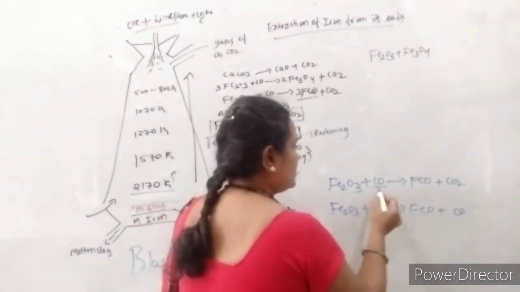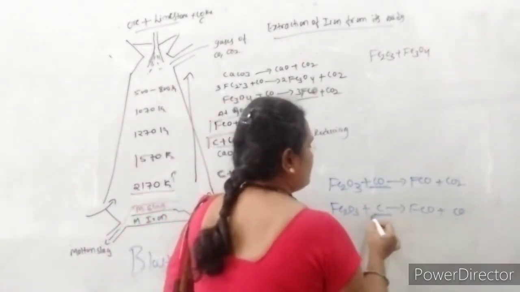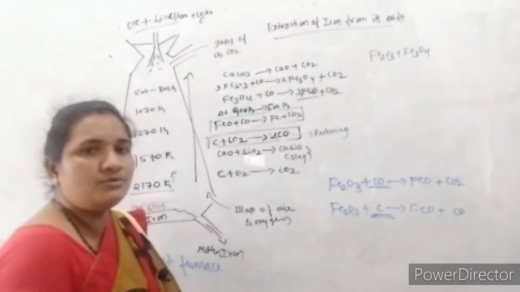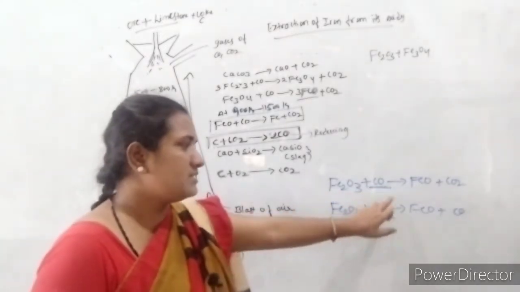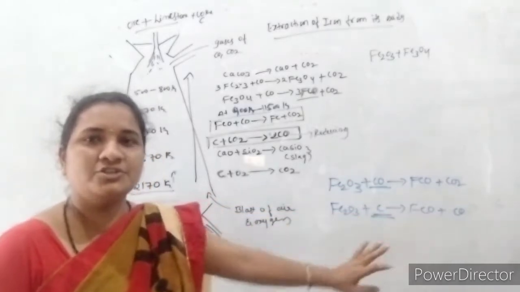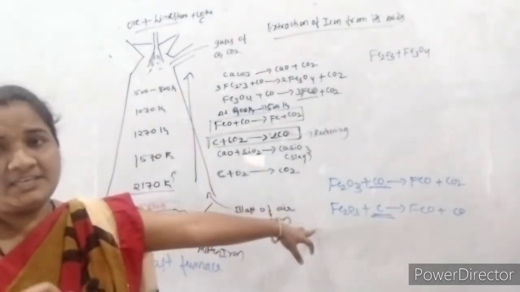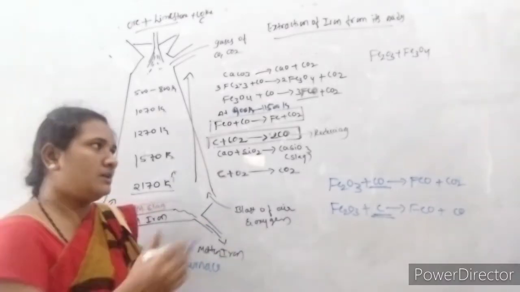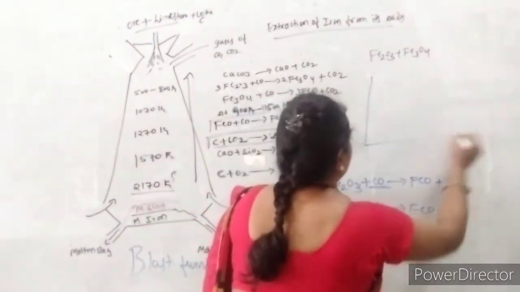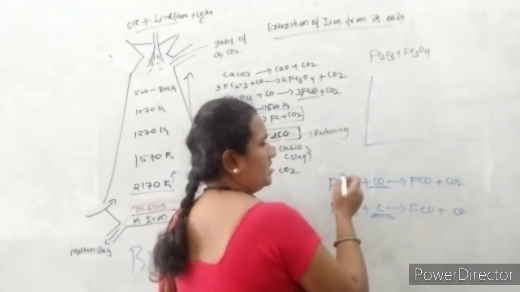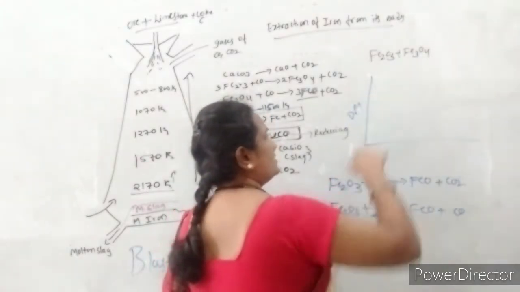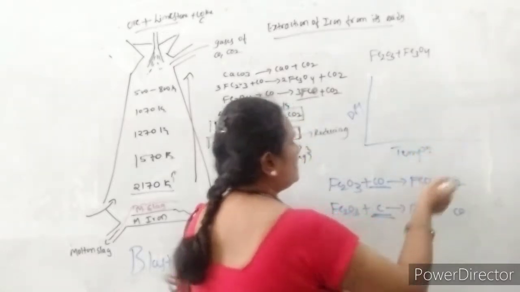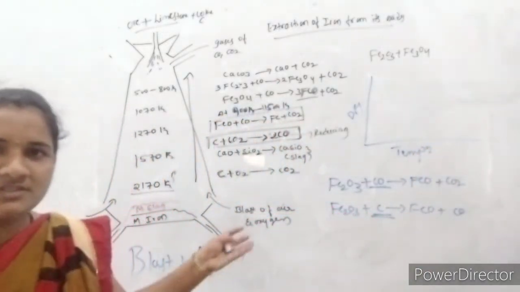But here the question is, which is the more suitable reducing agent to reduce the Fe2O3, either carbon monoxide or carbon? It should be determined by the use of an Ellingham diagram. In the last video we already plotted the graph of the Ellingham diagram. We are drawing delta G against temperature, meaning Gibbs free energy along with the temperature. So this is the graph.